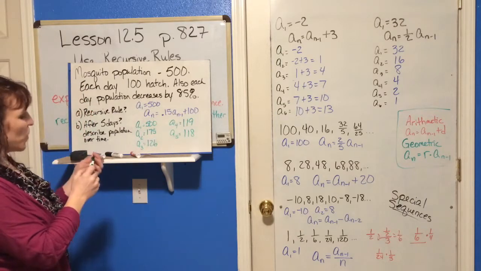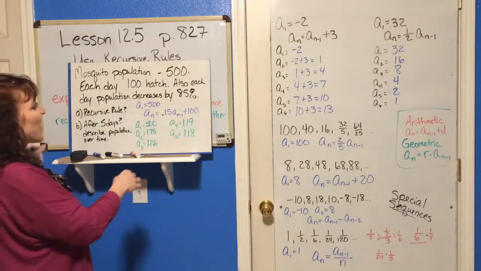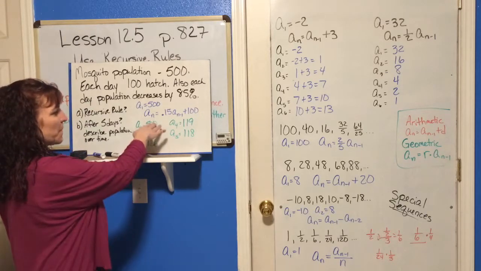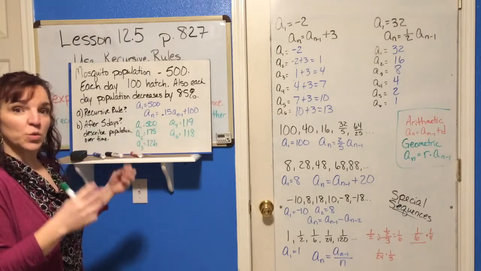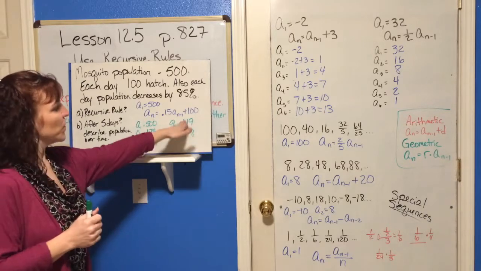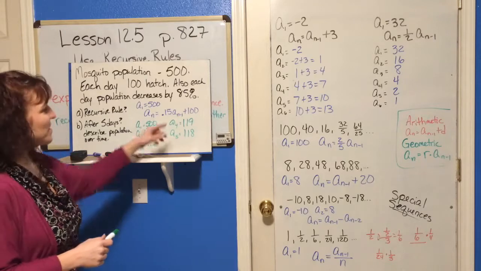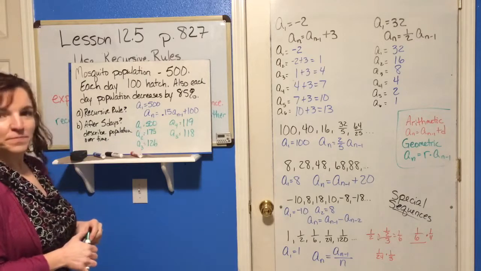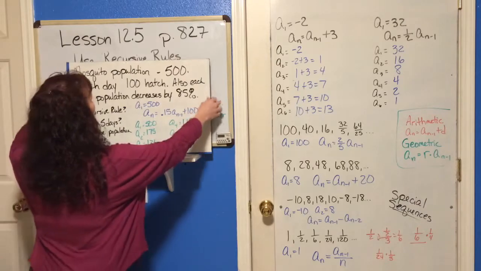And so when it says, okay, now describe the population, what I would say is that the population decreases quickly and then it approaches 118. It's probably going to hover right around 118. It's going to taper off there because it tapered off so quickly here. That'd be nice to be able to taper off the mosquito population.